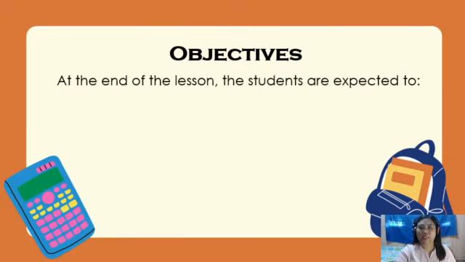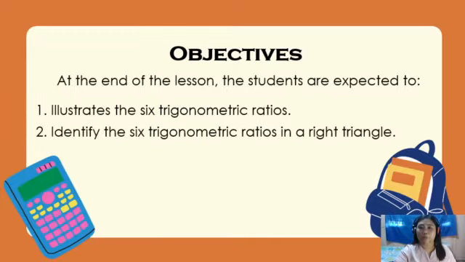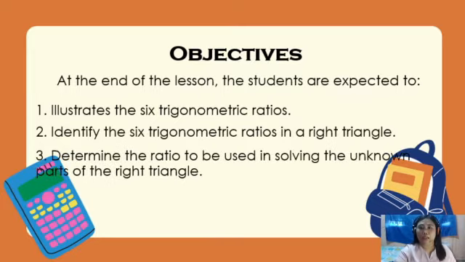At the end of the lesson, the students are expected to, number 1, illustrate the 6 trigonometric ratios. Number 2, identify the 6 trigonometric ratios in a right triangle. And number 3, determine the ratio to be used in solving the unknown parts of the right triangle.